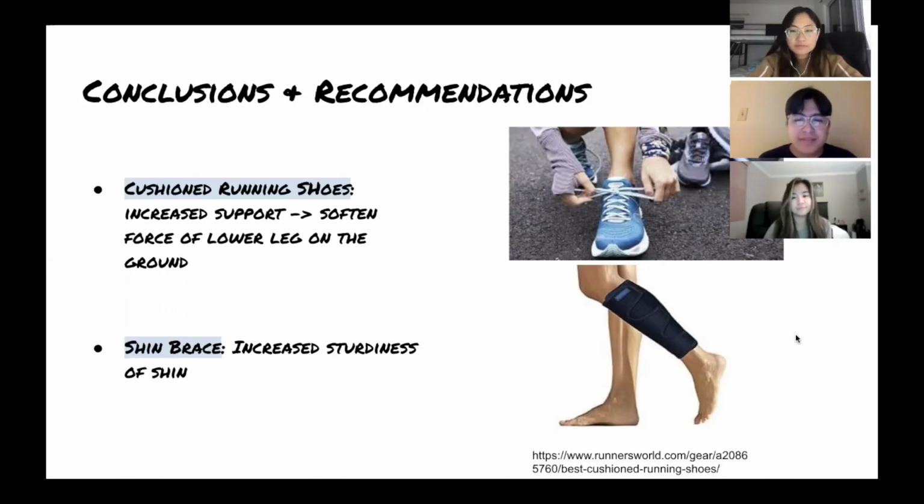Here are some of the recommendations we have for the athlete to ease the pain of shin splints. The first is cushioned running shoes, and the second is a shin brace. Both of these increase support and increase sturdiness of the shin.